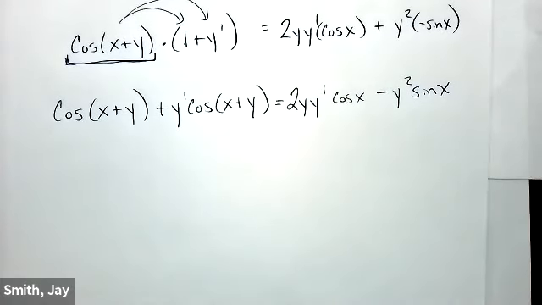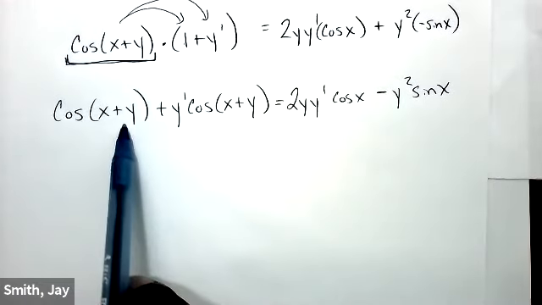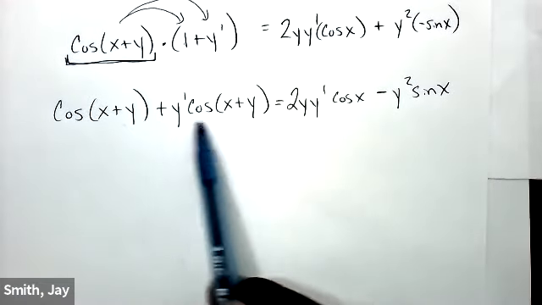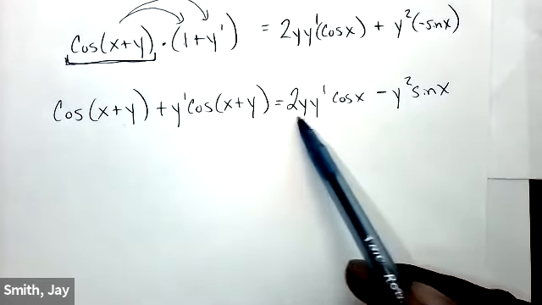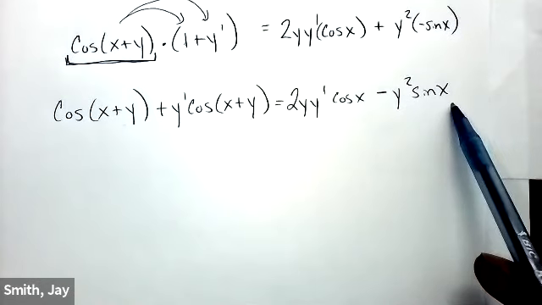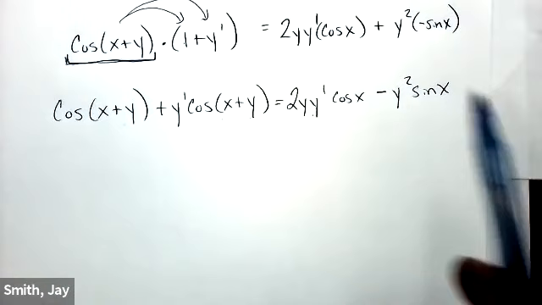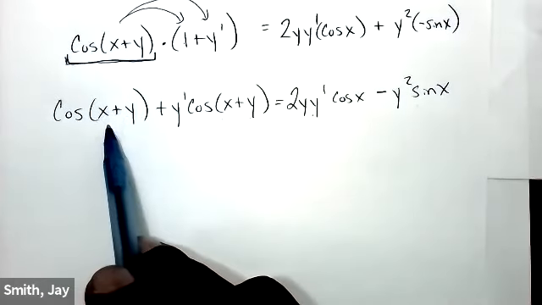All right, so we've taken the derivative and simplified with respect to x. What we need to do now is solve for y prime, or get the terms with y prime on one side, the terms without y prime on the other. Now, though these terms are pretty intricate, we only have 4. The first one, cosine of x plus y. The next, y prime cosine of x plus y. After that, 2y y prime cosine of x. Then lastly, that negative y squared sine x. So we have 2 terms with y primes in them, and we have 2 terms without y primes in them.